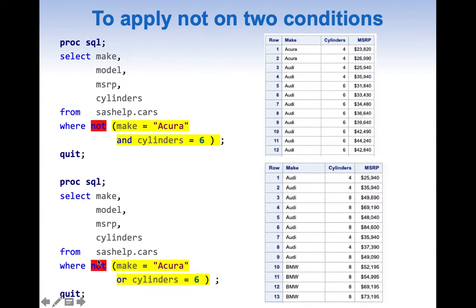Same in the case of the OR condition. If we want to not have cars which have make equal to Acura or cylinder equal to 6, all we need to do is put them in the bracket, so it executes first and we negate using NOT. From all of these slides on order of precedence, it's important to know how the order of precedence works, and if we want to change the order of precedence we need to use parenthesis.